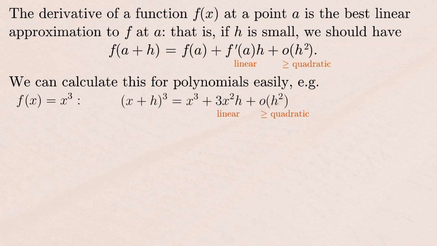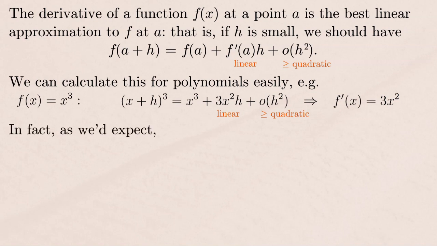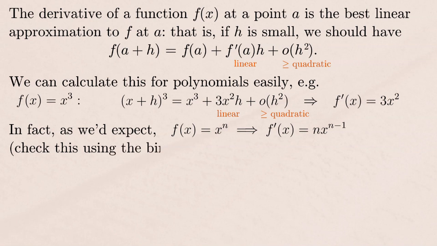So by comparing the linear terms in these two equations, we can read off the fact that f prime of x, the derivative of f at x, is 3x squared. Okay? In fact, exactly as we'd expect for polynomials in the usual context, if f of x is x to the n, then its derivative is nx to the n minus 1. You can check this using the binomial theorem.